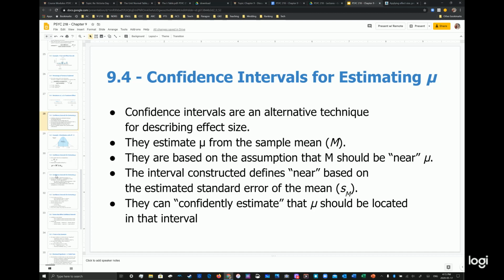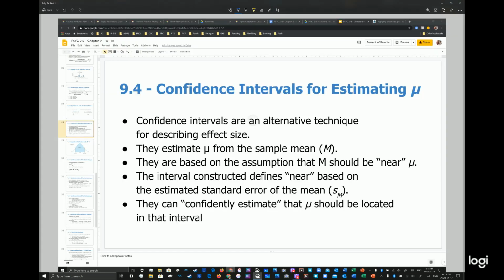And you'll see this in a minute, where you're basing the assumption that your sample mean should be near the population mean. And so you construct an interval that defines what is near, based on the estimated standard error. Therefore, the interval would help you say, with quote-unquote confidence, where the population mean should be in that interval.